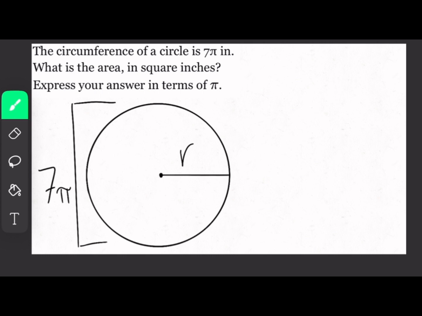Another circumference one. But this one's harder. Okay, so the circumference of a circle is 7 pi inches. What is the area in square inches? Think about that for a second. Express your answer in terms of pi.